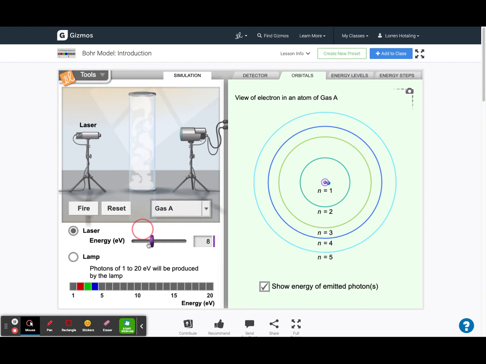Now when we go to energy level 8, transparent. 9, transparent. 10, transparent. 11, transparent. 12, transparent. 13. Aha, it jumps to the n=3 level.